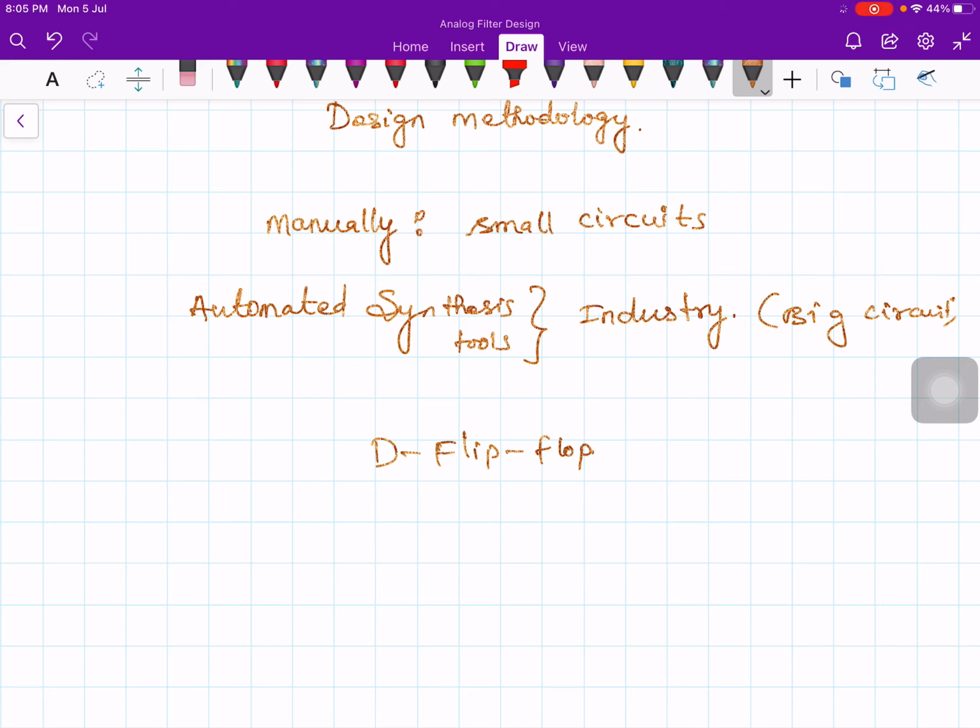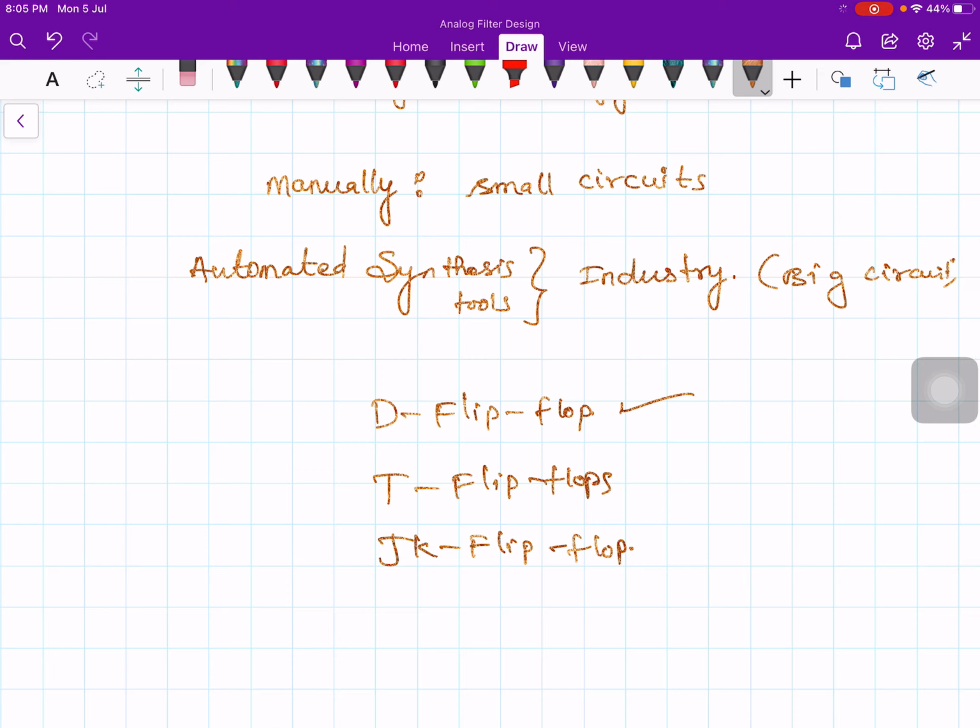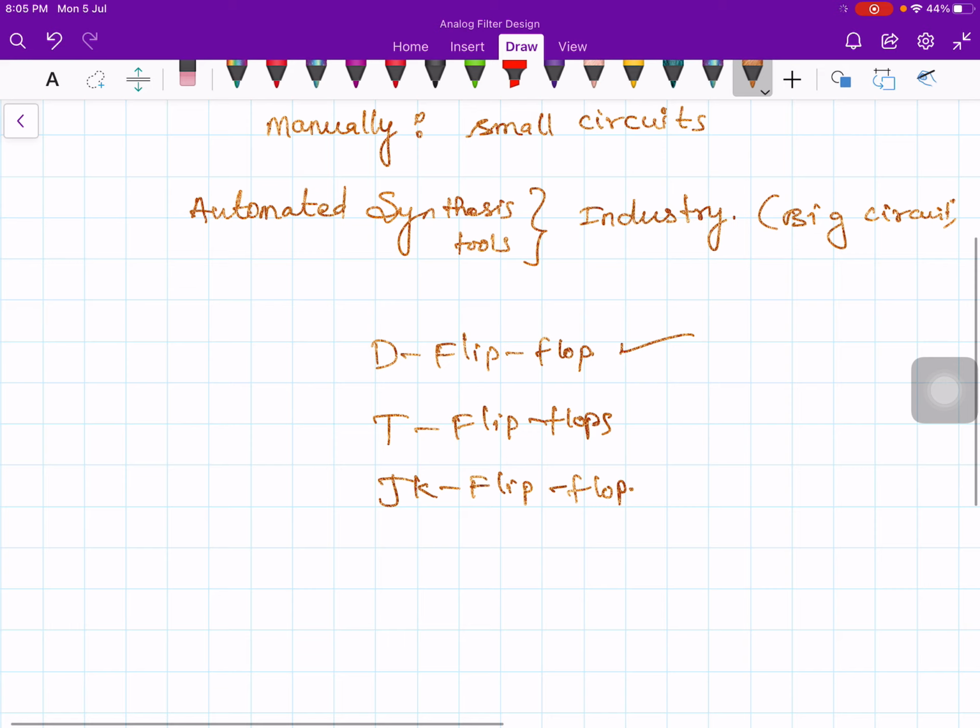So in fact, the designers generally do not concern themselves with the type of flip-flops. You can use D flip-flops or T flip-flops, or you can use JK flip-flops, it doesn't matter. But the industry people will generally focus on the input output behavior, how to describe correctly the sequential circuit's function, and that is to be implemented by the synthesis tools. So they least bother about the type of flip-flops, but they are more worried about the functionality of the circuit. At the end of the day, my circuit should function properly. I don't worry about what is inside.